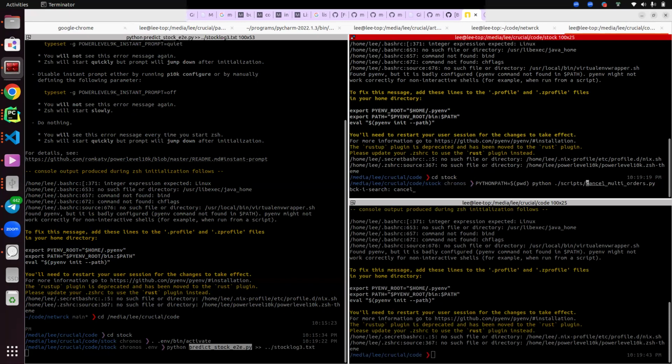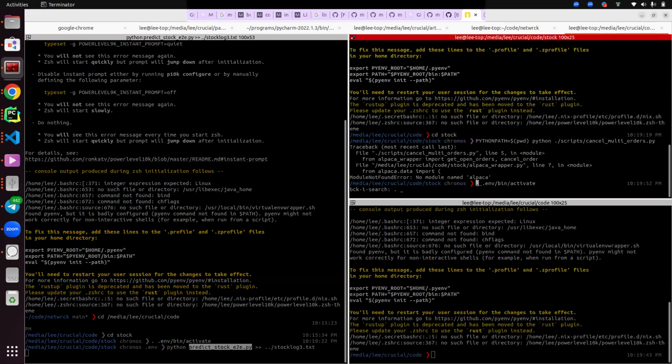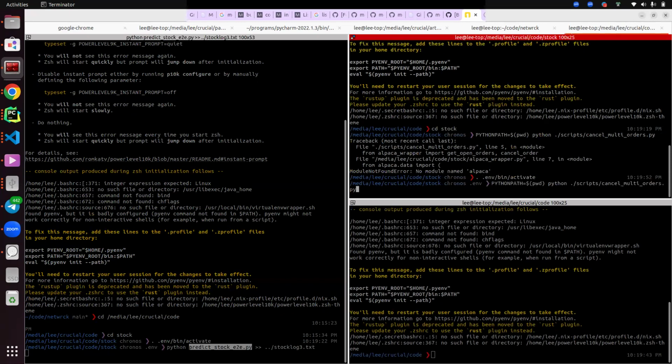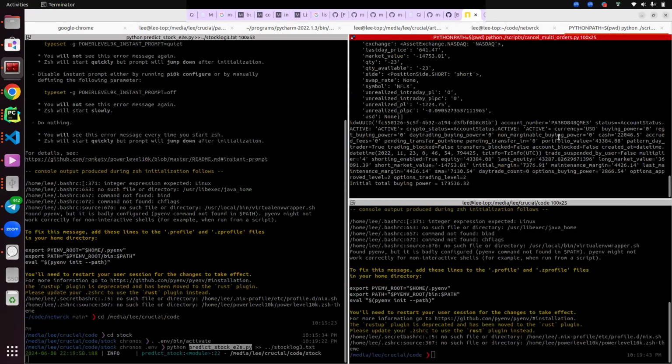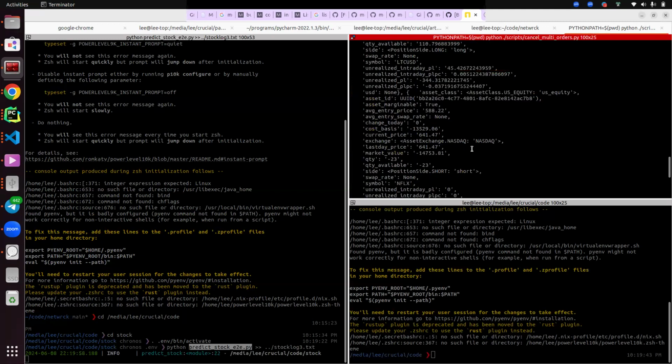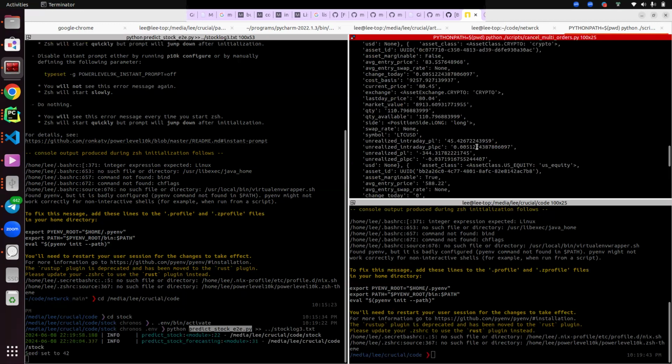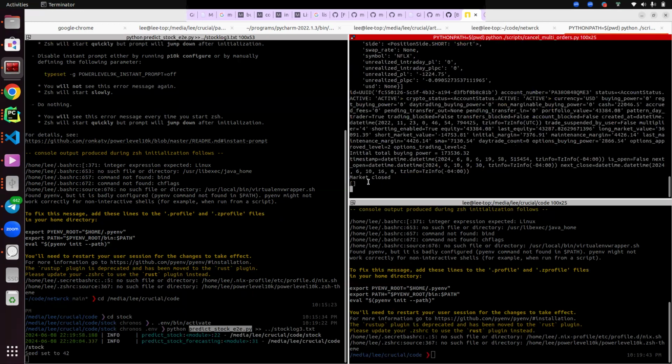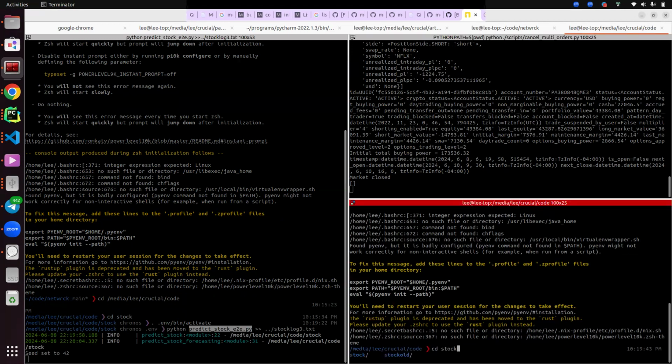I've got this cancel multi-orders thing, which is a bit awkward, a little extra thing that just fixes a bug that I couldn't get to the bottom of, where it would create an order of the same time.